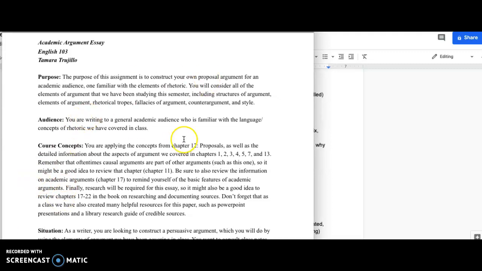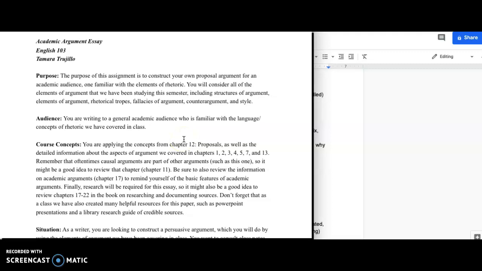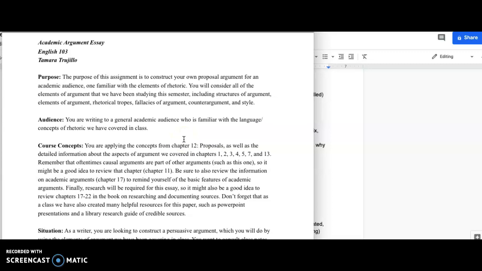So if we pull up the prompt from Canvas, we'll just remind ourselves that we're writing the academic argument essay. This is where you're going to propose something. It's a proposal type of argument. Now, that doesn't mean that it's going to be exclusively a proposal argument. It could also have causal analysis, a causal argument in there. And you're going to be using all these different elements of argument that we've been studying throughout the semester.